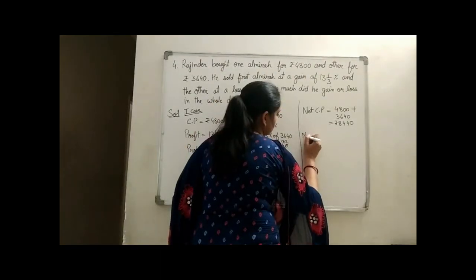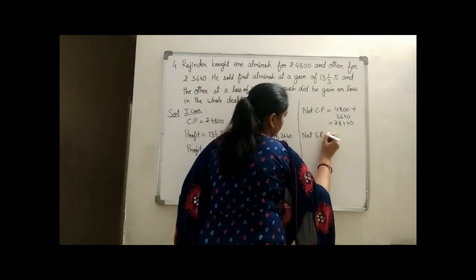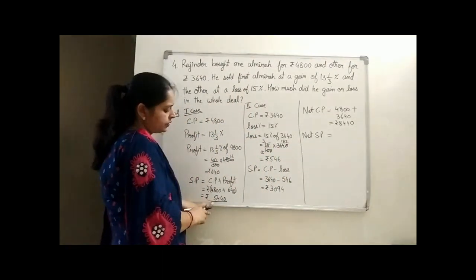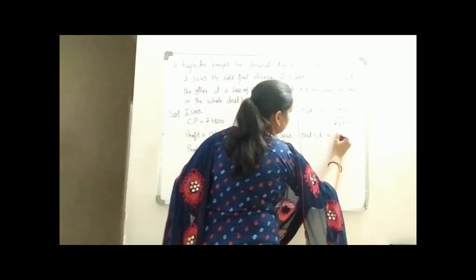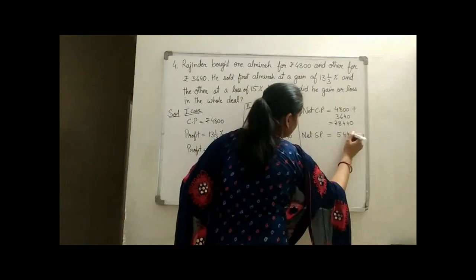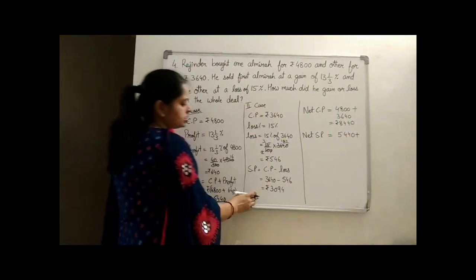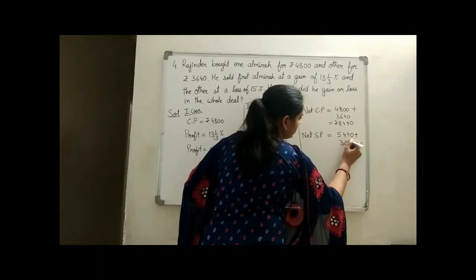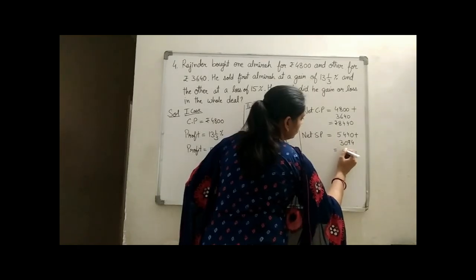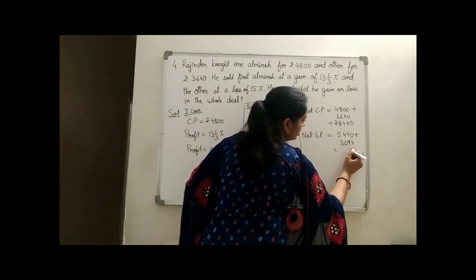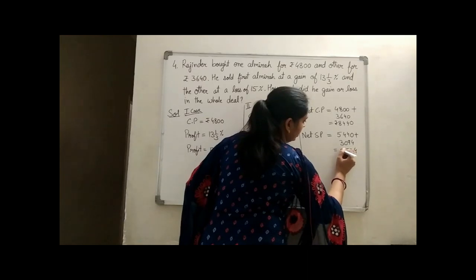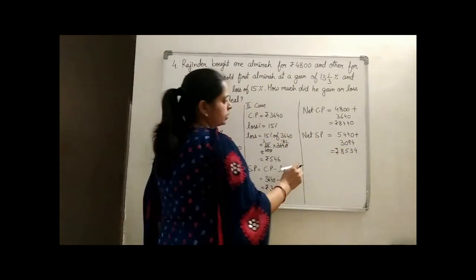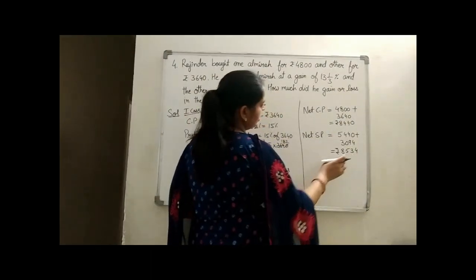And what is the net SP he got? Net SP is the sum of both the selling prices. Selling price for the first almirah is 5,440 plus what is the selling price for the other almirah? That is 3,094. That will be equal to how much? 4, 9 4s are 13, 5 and 8. So you can see here that this is the cost price. Net cost price is this much and net selling price is this much.